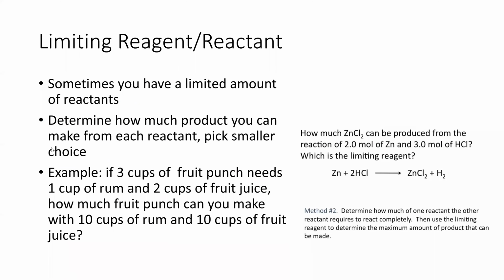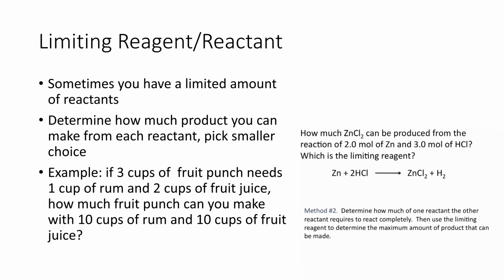This one's maybe a bit difficult. So far we've only been considering one reactant and we assumed that the other reactant is present in excess, which makes the math easy. However, sometimes we have a limited amount of reactants, and we have to consider how much product will be formed given the reactant we have. So how do we do this? Well, we determine how much product we can make from each reactant, and then we pick the smaller choice.